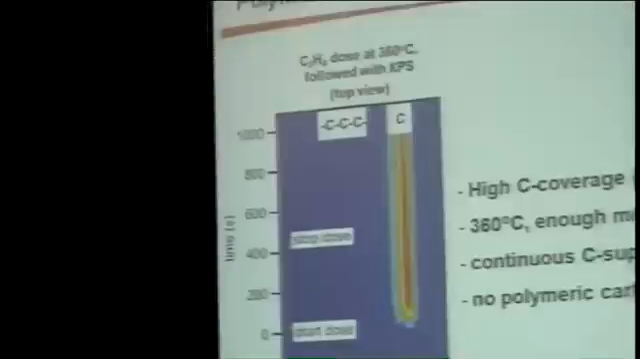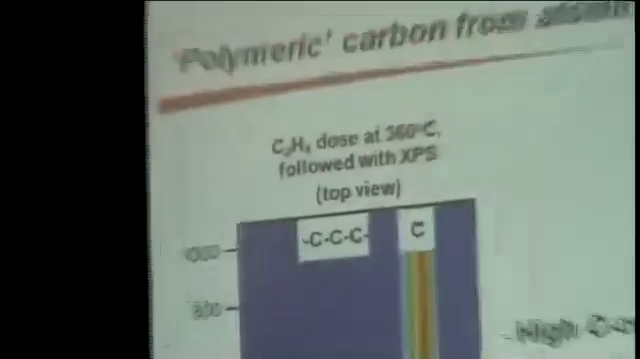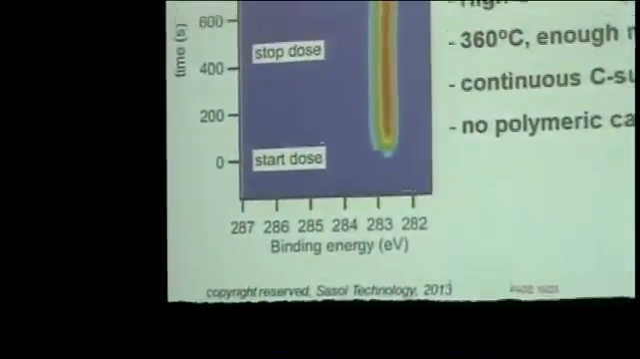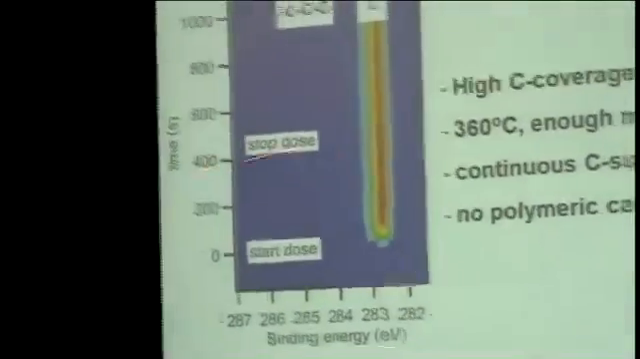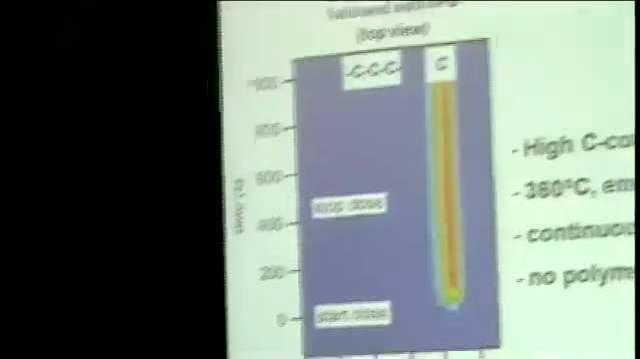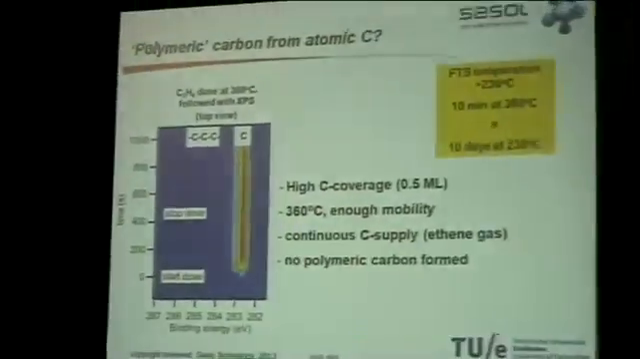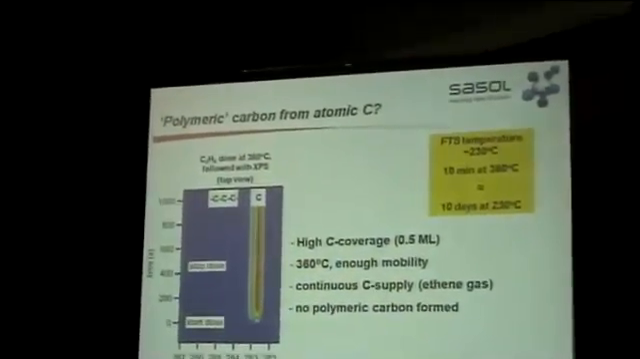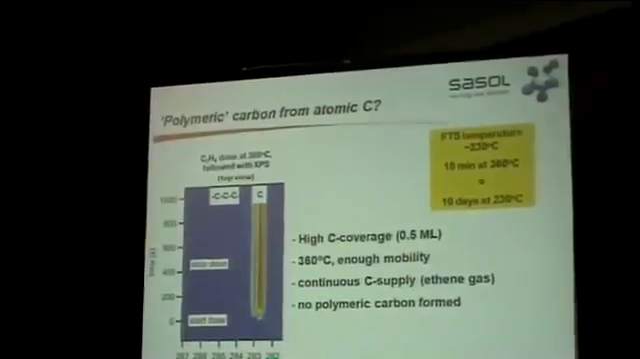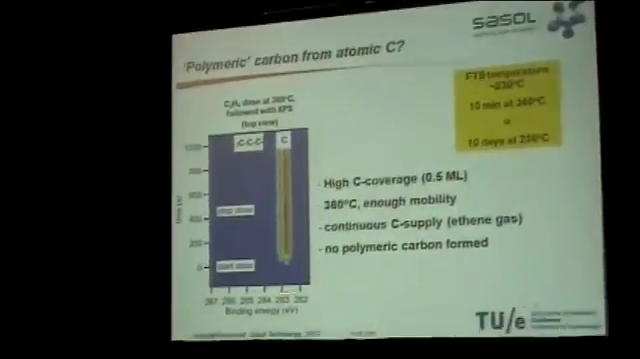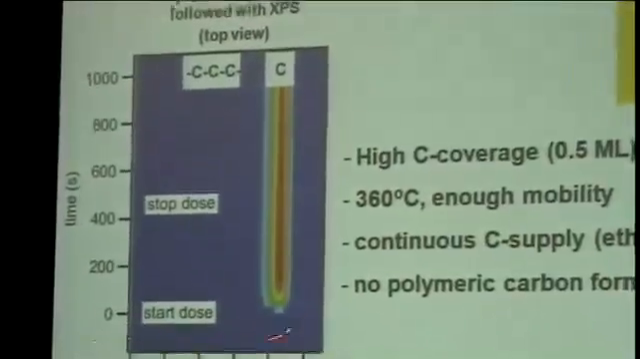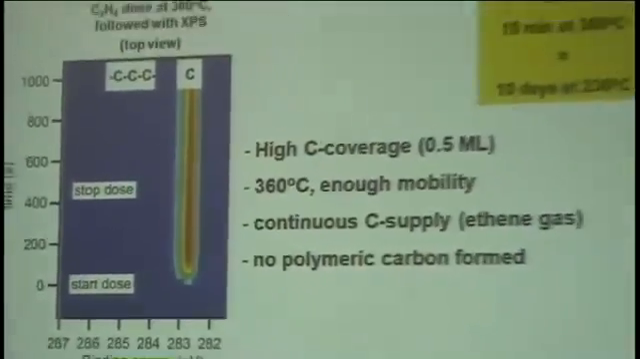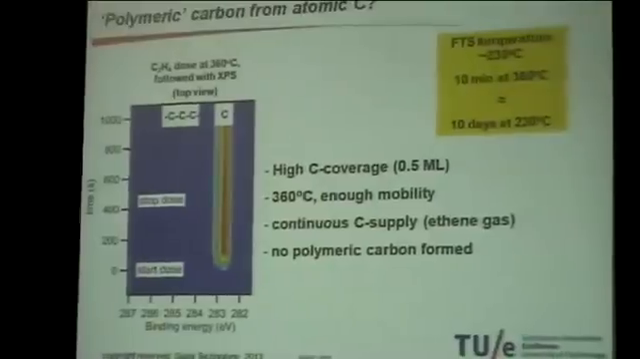To investigate that, we took our single crystal surface, we held it at a high temperature, 360 Celsius, and we exposed it to ethylene. And we followed that with fast XPS at the synchrotron, so we can make a lot of XPS spectra in a short time. You can see here a series of spectra seen from the top, and the red means it's a peak in the spectrum. We start with a clean surface, but as soon as we start dosing ethylene, atomic carbon very quickly builds up on the surface, and it very quickly reaches the saturation point of 0.5 monolayers.